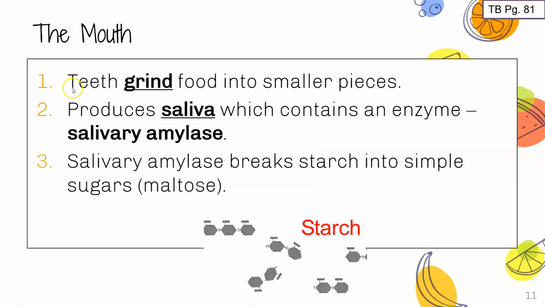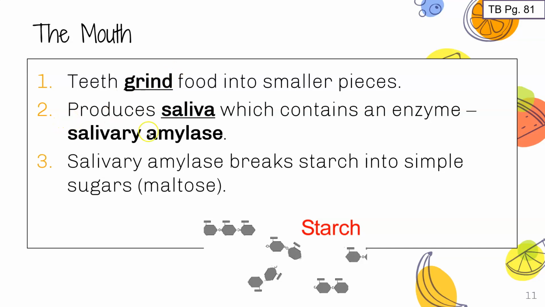Okay, let's talk about the mouth. Now we know the mouth and we use it every day, so we are quite familiar with it, right? So we know that we have teeth that grind food into smaller pieces. Sometimes this is referred to as physical digestion, which means that we're using physical methods, which is just grinding, to break the food down into smaller pieces. Okay, so physical means that there's no enzymes involved.